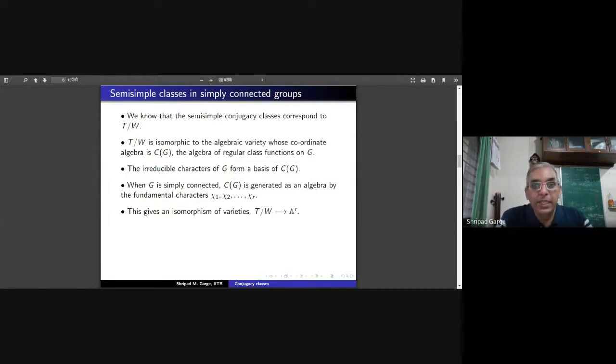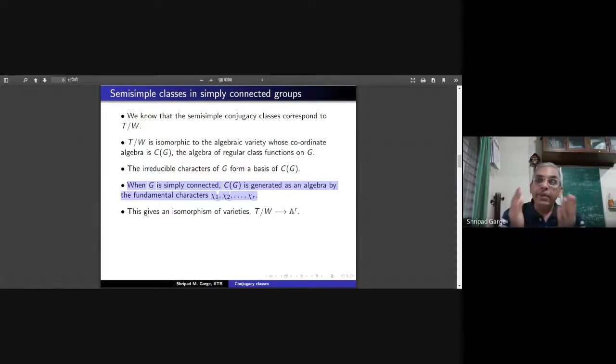And this next statement is very important. I think this will take care of what we were saying in the last slide. When G is simply connected, CG is generated as an algebra by the fundamental characters. So maybe I could take 1 or 2 minutes to explain what these fundamental characters are. Our G is a semi-simple algebraic group, and therefore we have the root system, which is sitting inside some R^n.